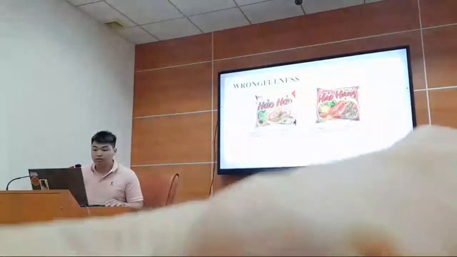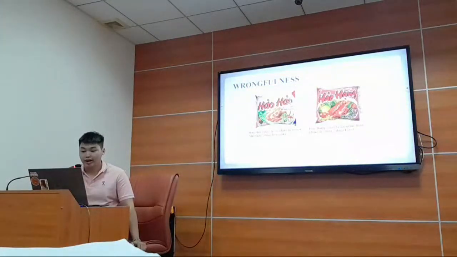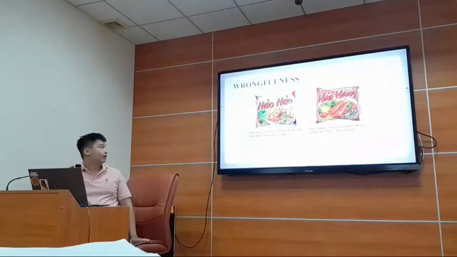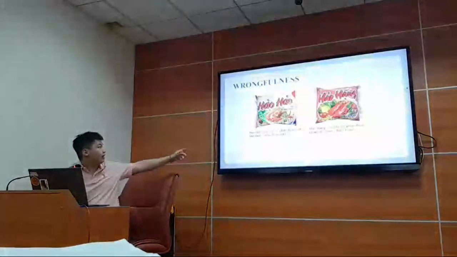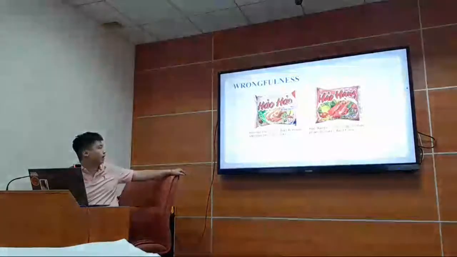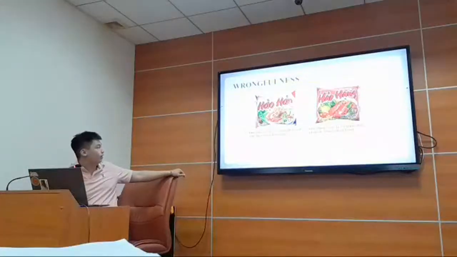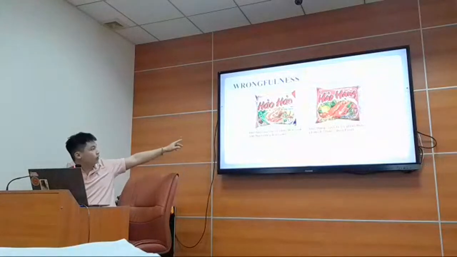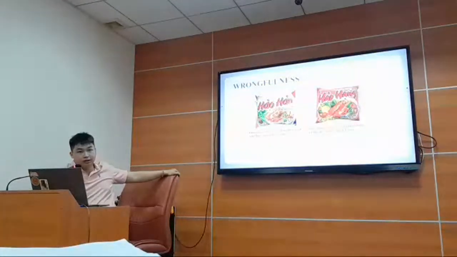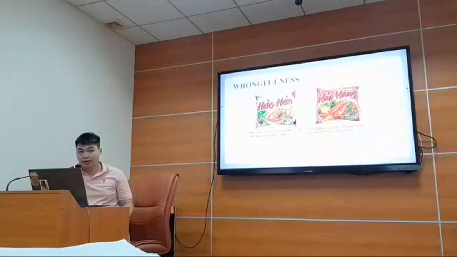Here we can see the wrongfulness between the Vietnamese company's Hảo Hảo noodles and Hảo Hạng noodles from Asia Food. We can see that it has the same color with the same image. Both Hảo Hảo and Hảo Hạng have a slice of lemon, two shrimps, some parsley, green onion, and a pot of chilies, which remain the same, and also the color of the word is red, and it used more than 80% of the goods.